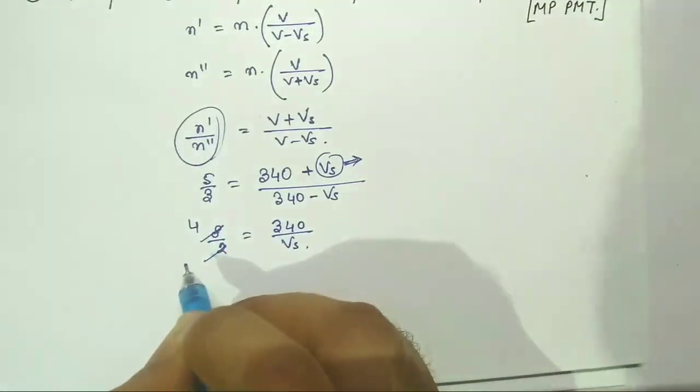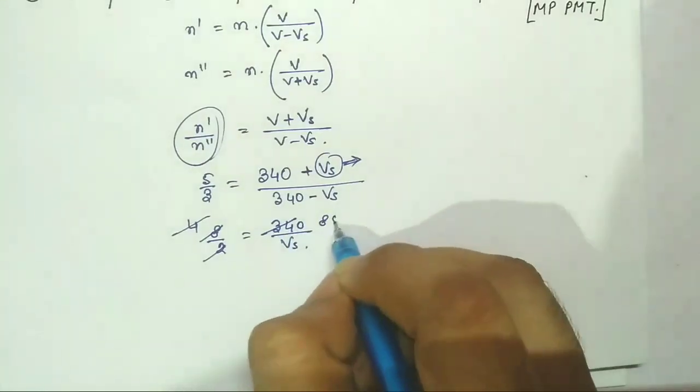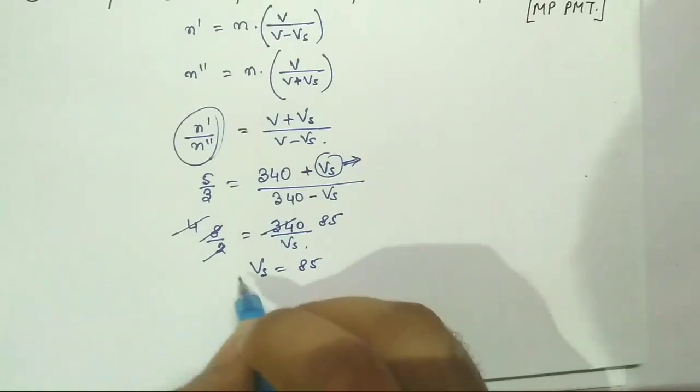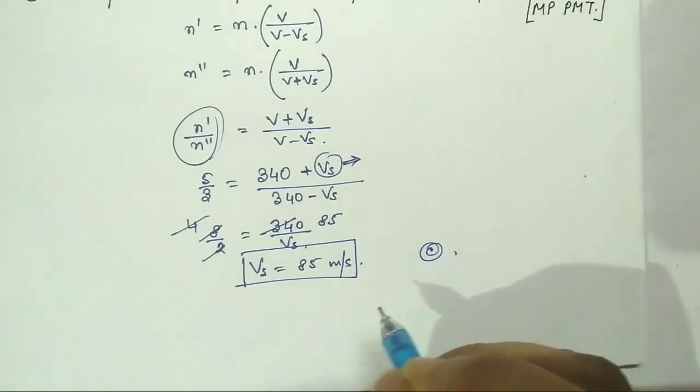So this is 4. So Vs, that is the velocity of the engine, is given by 85 meter per second. So option C is the right answer.